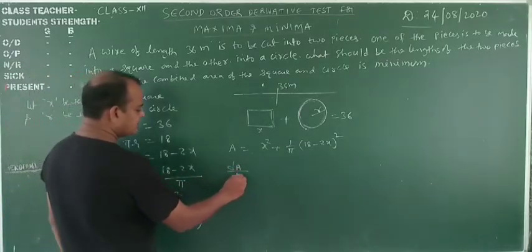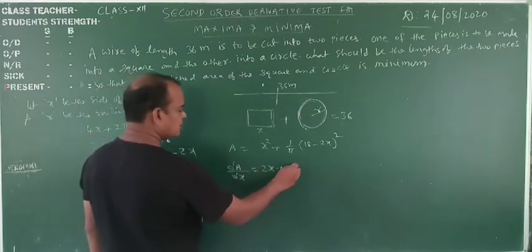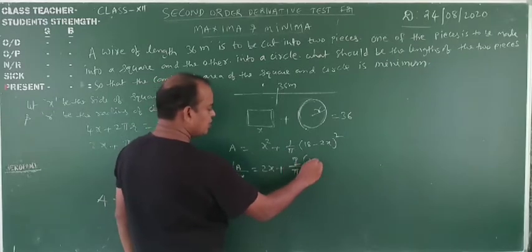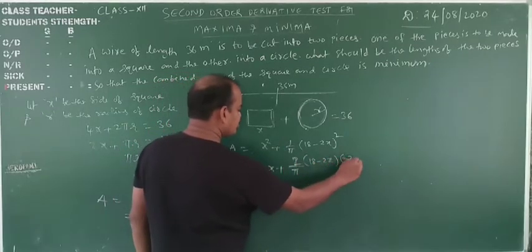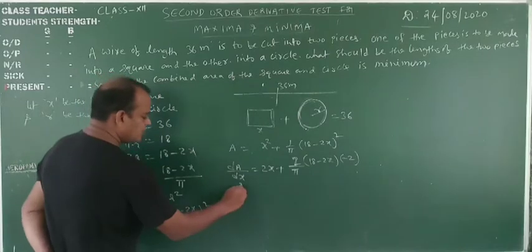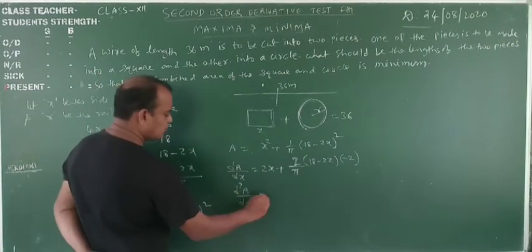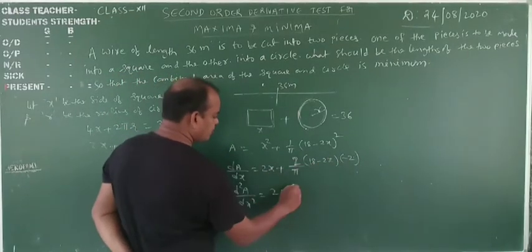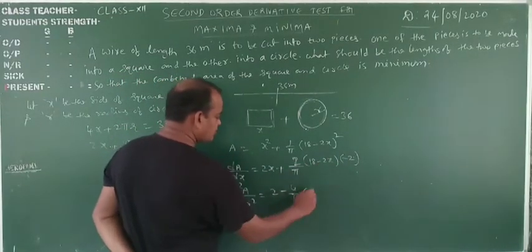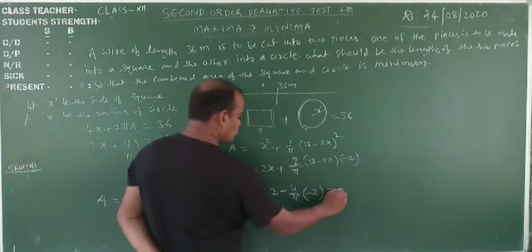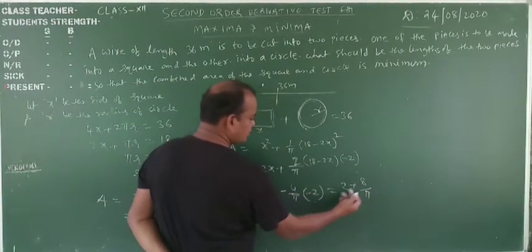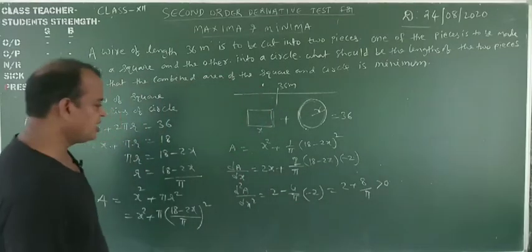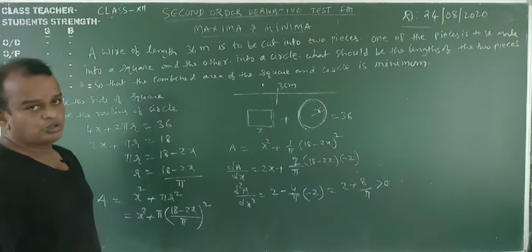Now, dA by dx is equal to 2x plus 1 by pi into the derivative of (18 minus 2x) square, that is 2 into (18 minus 2x) into minus 2. Now, d square A by dx square is equal to 2 plus (4 by pi) into 2, which equals 2 plus 8 by pi. Here 2 is constant, 8 is constant, pi is constant, all positive, no negative, so the area is positive, a minimum area.